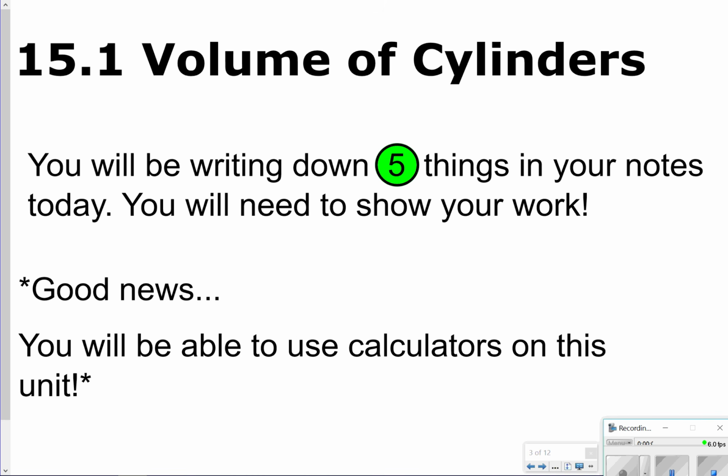Today we're going to be starting chapter 15 with lesson 15.1, the volume of cylinders. You are going to be able to use a calculator in this unit, so just make sure you have those out. And in today's notes, you're looking for 5 things to go into your notes, and just make sure that you are also showing your work and showing the process of which we're doing. Let's go ahead and get started with number 1.